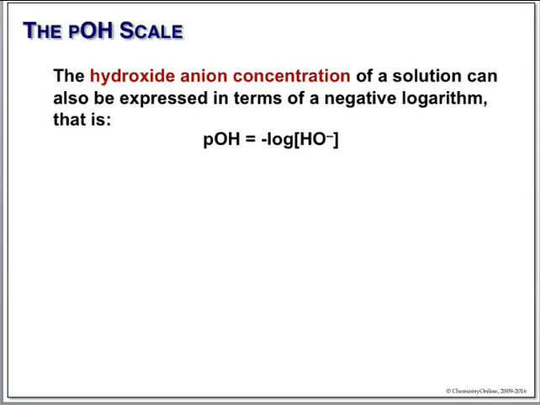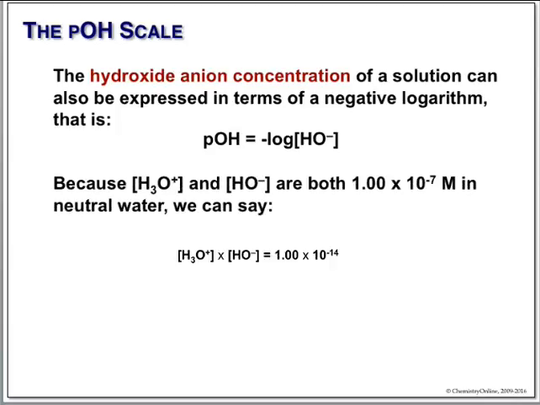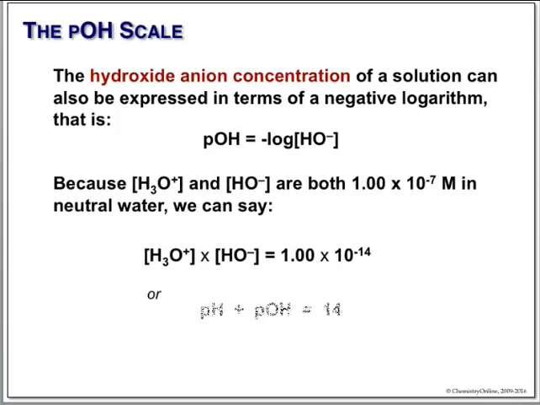Just like we had strong acids, we can have strong bases. And just like we can have pH, we can have pOH, which is the negative log of the hydroxide concentration. Okay, well, in a neutral solution, what do we have? Both hydronium and hydroxide are 10 to the minus 7. So that means that the pH in a neutral solution must be 7, and the pOH must also be 7.